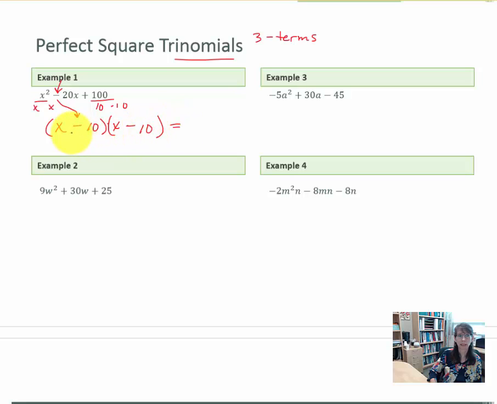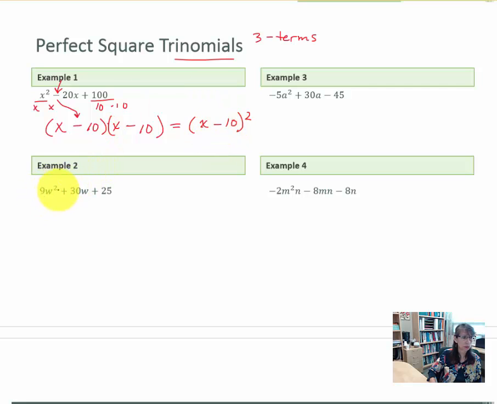So if our quantities now are identical, another way to write that is the quantity of x minus 10 squared. So you could write your answer out either way, expanded or with the quantity squared notation.